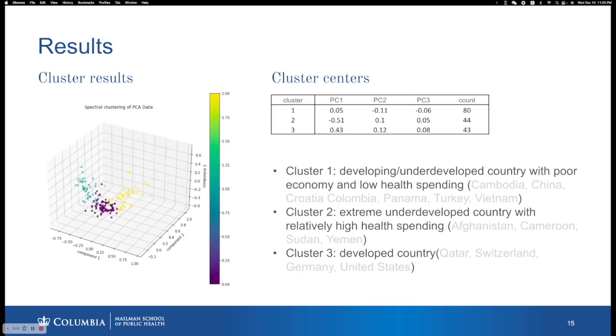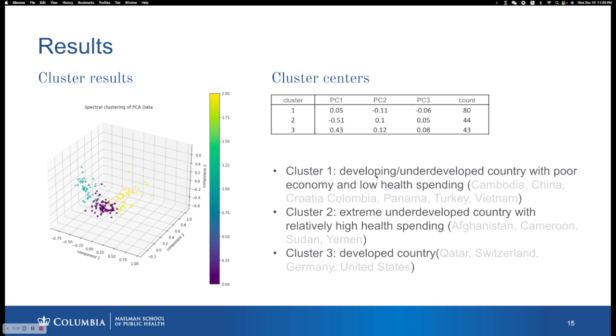Then here are the cluster results. This is the spectral clustering of the PCA data. You can see in this cube, each dimension is a principal component. You can also see that the clusters are clearly very separated. And here I listed all the cluster samples. And then here is a quick summary.